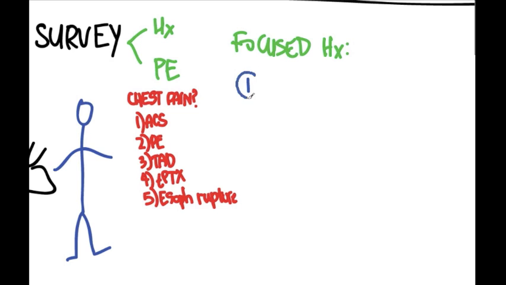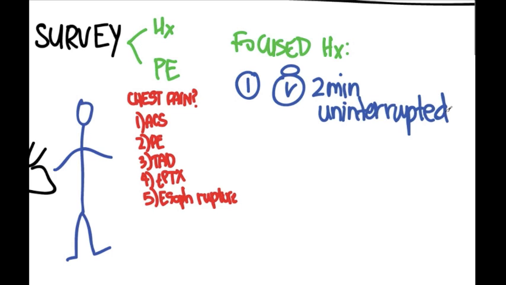The first thing I'll do is I'll let the patient speak for 2 minutes, uninterrupted. This doesn't sound like a lot of time, but it actually is. Most physicians will interrupt a patient within the first 23 seconds of their starting talking. So, what brought you to the emergency room today? And they say chest pain? Okay, tell me about that. And then I let them talk for 2 minutes.